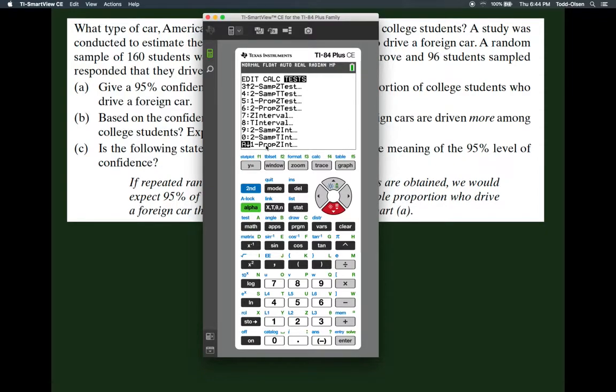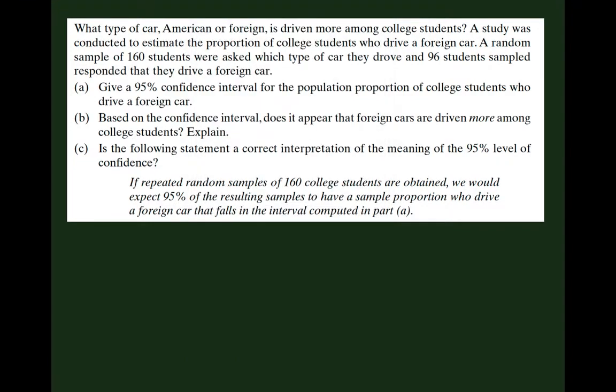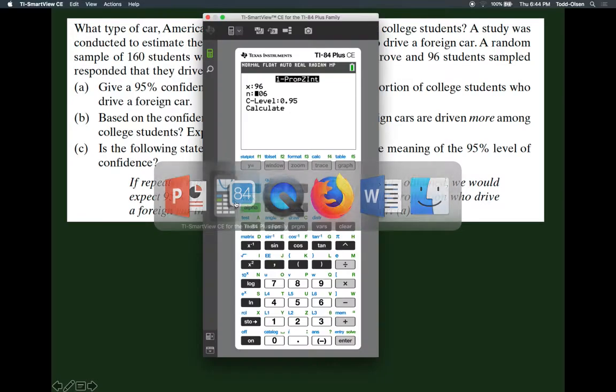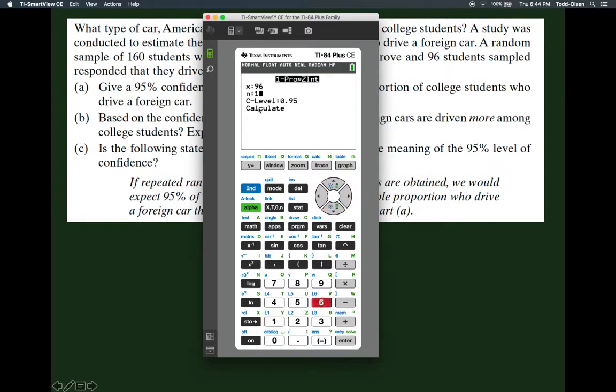Anytime you're dealing with any kind of polling data, or any situation where the goal is to estimate a proportion or a percentage, this is the one we want to use, the 1 prop Z interval, choice A on the calculator. There are just a few things we have to enter here. First is the X value. The X value in this case is the number of college students who drive foreign cars. That's 96. And then the sample size is given right here, 160.